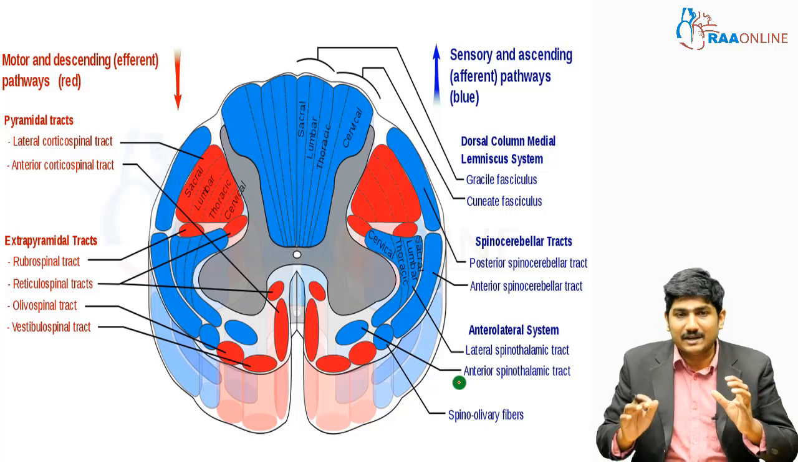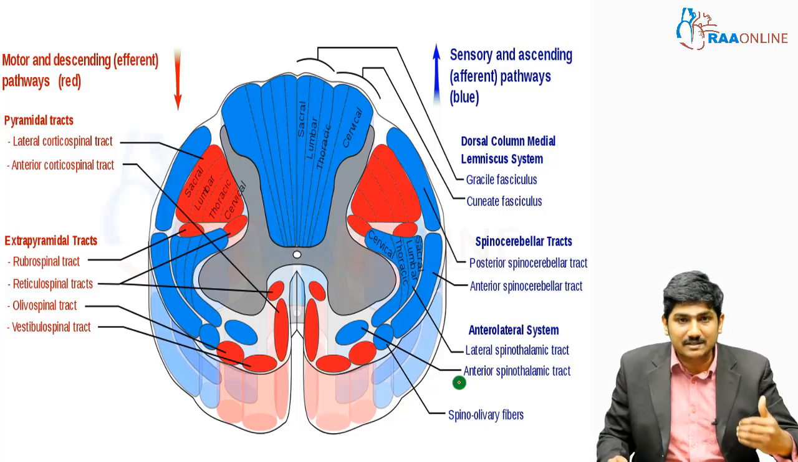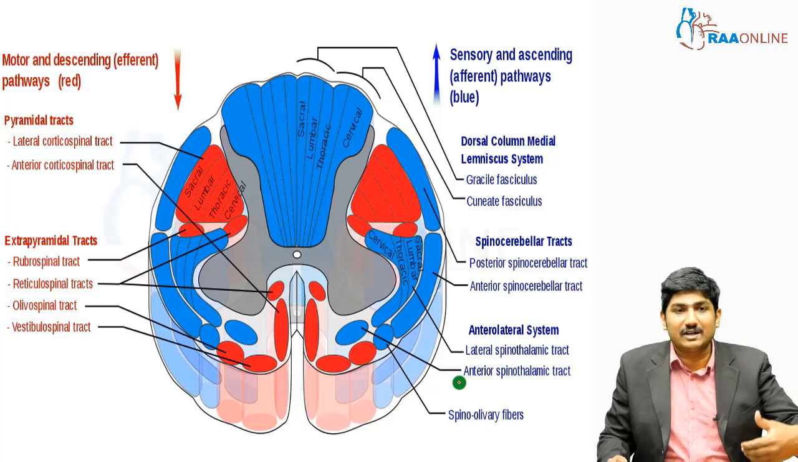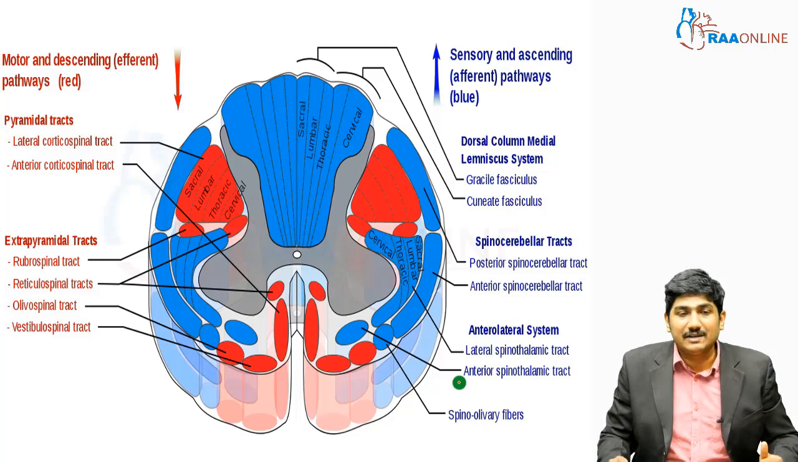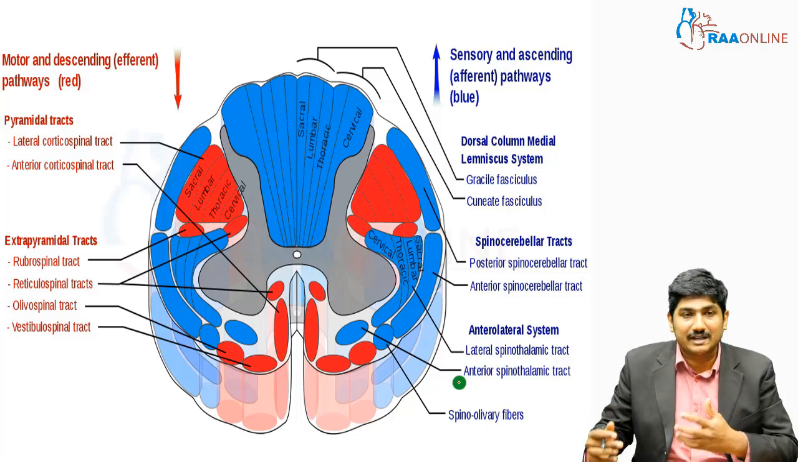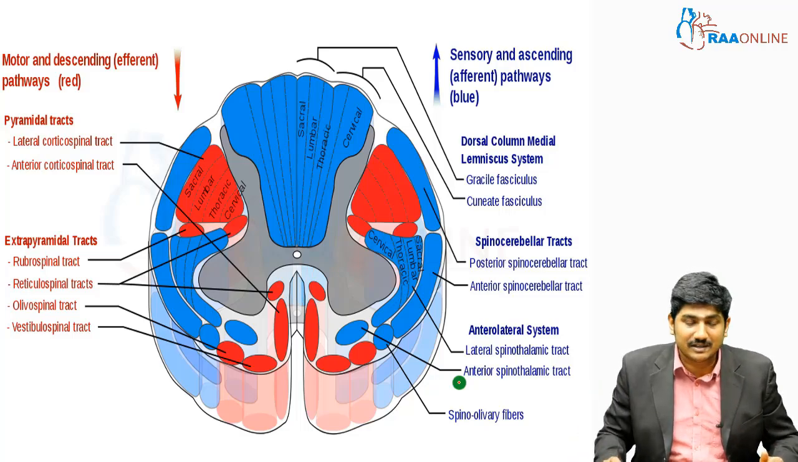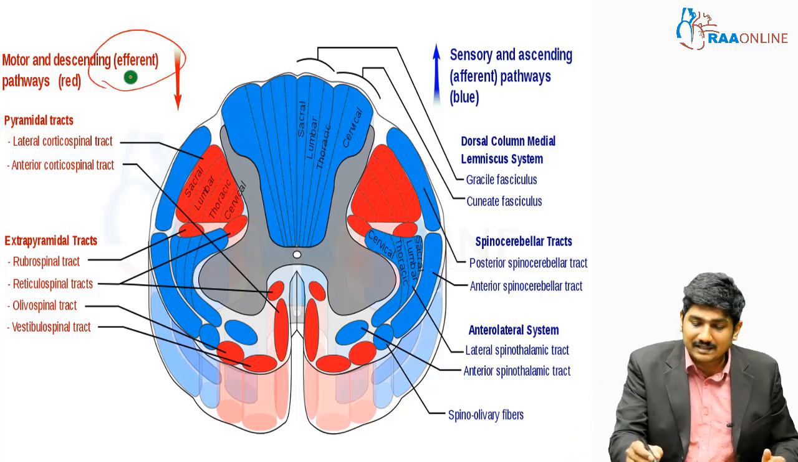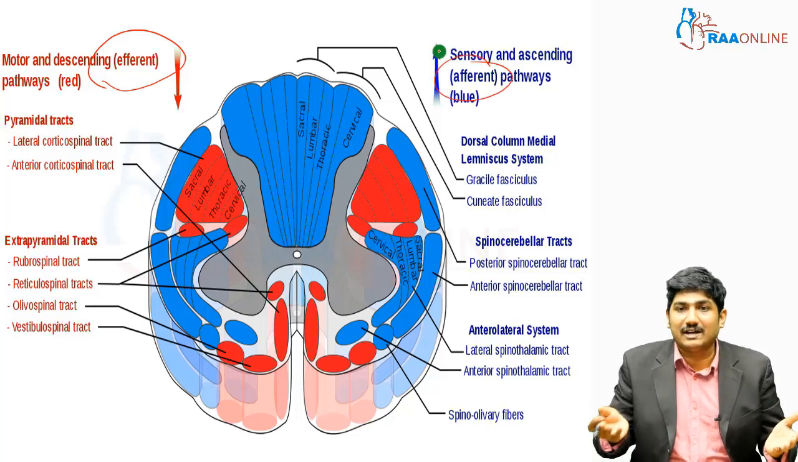Point number 1, the spinal cord has something called efferent fibers and afferent fibers. What are efferent and afferent fibers? Those coming from the brain to the muscles, to the efferent organs, are called efferent fibers. That is from up to down. Fibers coming from the muscles or tendons, from the body to the brain, are called afferent fibers. So you need to know what are the efferent fibers and what are the afferent fibers.